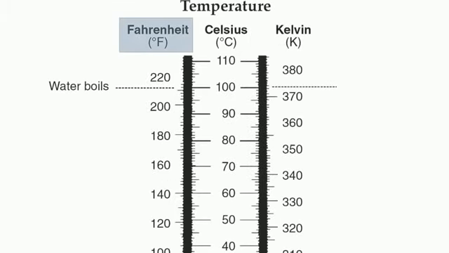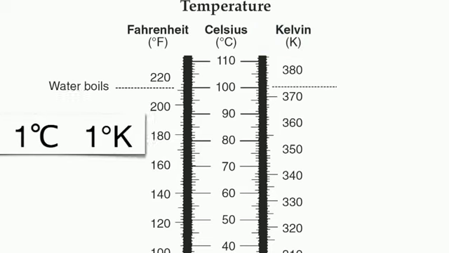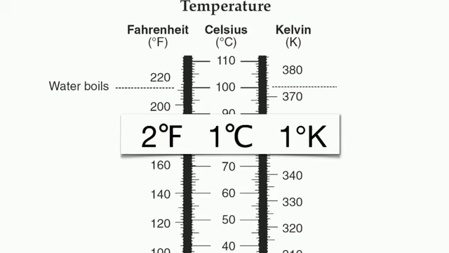On the left side you have your Fahrenheit, in the middle you have your Celsius, and to the right you have your Kelvin. Now these three scales are going to be very important because you need to understand the increment in which they're going to increase or decrease by. Fahrenheit goes by 2s, Celsius goes by 1s, and so does Kelvin.